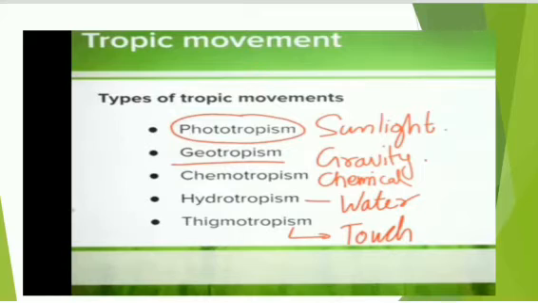And chemotropism is related to chemicals. The plant grows towards or away from chemicals. And hydrotropism, as the name suggests, is about water. The plant moves towards or away from water. And thigmotropism is about touch. The plant moves in relation to contact, sense or touch. Let us learn about these tropisms in more detail.